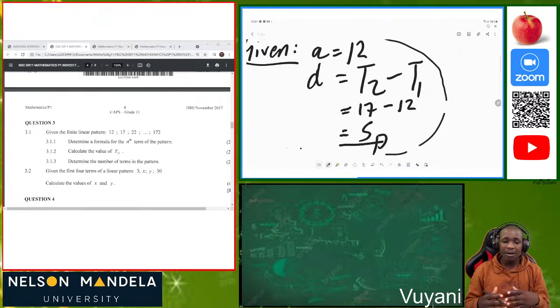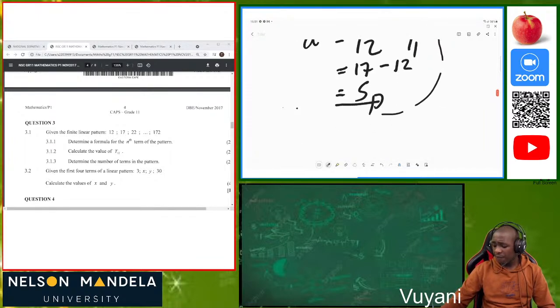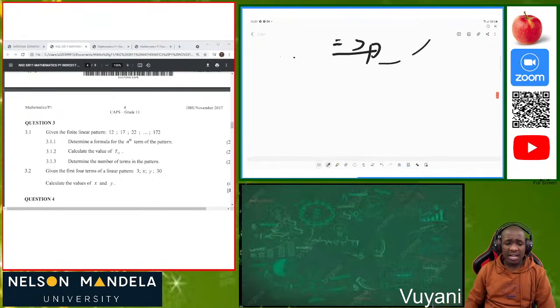Our A is the first term which we are given in the sequence, and our D is the constant difference, which is the constant first difference when you subtract term 2 minus term 1. Now, moving forward, they said calculate the nth term.